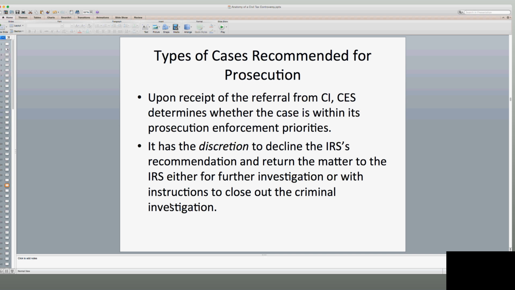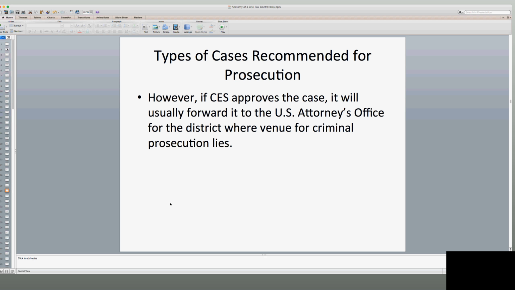I don't have stats for you on how many cases CES takes versus how many it declines. However, if CES approves a case, it usually forwards it to the U.S. Attorney's Office for the district where venue for criminal prosecution lies. And like I said, there's tension there. U.S. Attorney's offices have their own priorities, and they are overwhelmed with an enormous amount of cases.